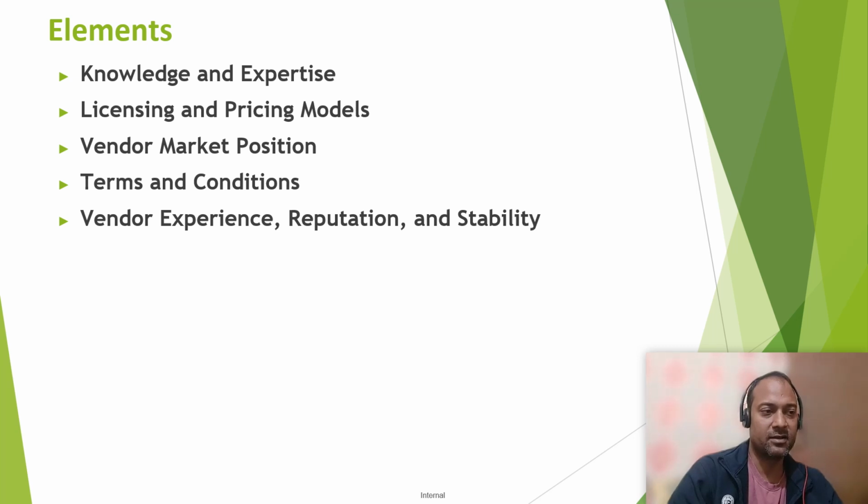Generally when you search for any organization, you go and review the organization on Glassdoor or different review portals, to see where the organization stands from the employee point of view, employee friendliness, or employee caring. Similarly, vendors also have some ranking in the markets. The terms and conditions: what are the terms and conditions laid down by the vendors against their services and support? Vendor experience, reputation, and stability are also important, critical factors while assessing vendors.